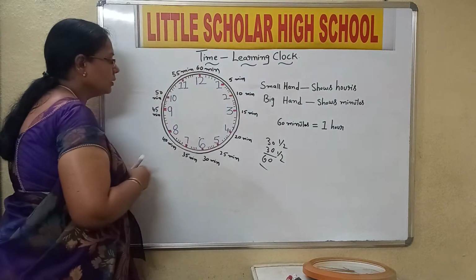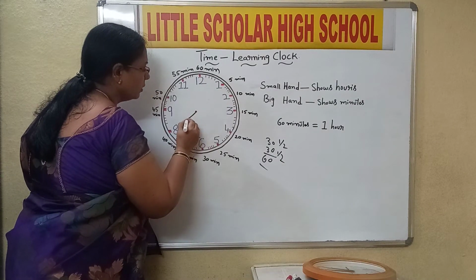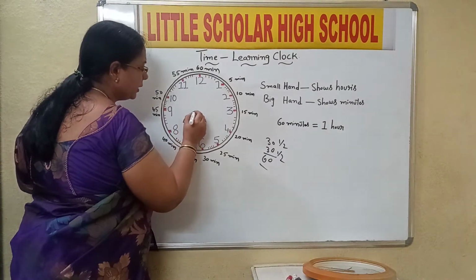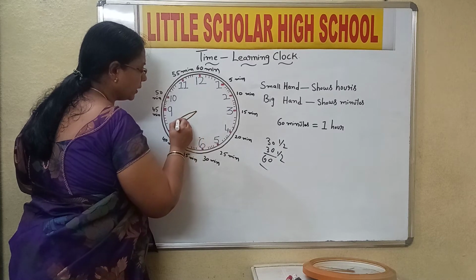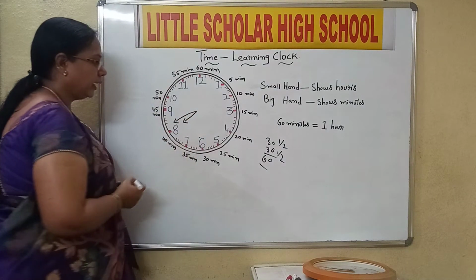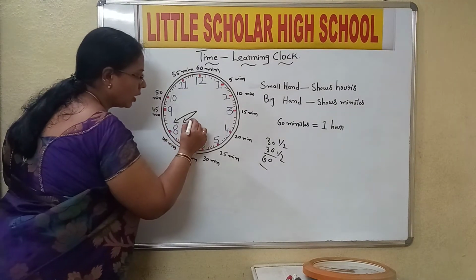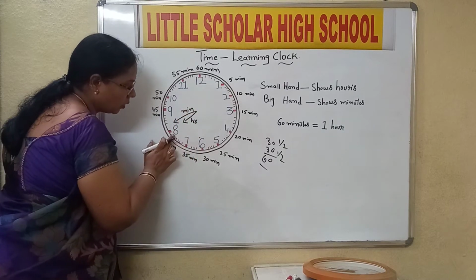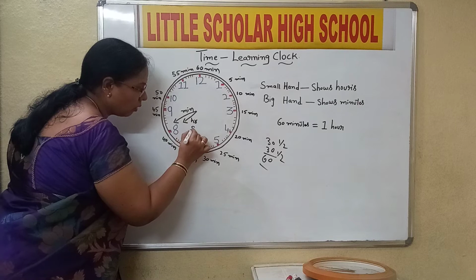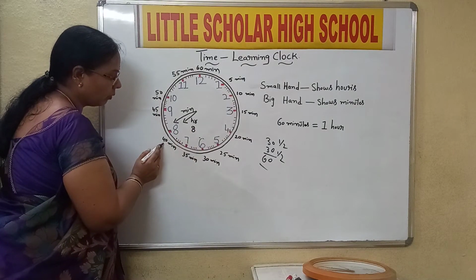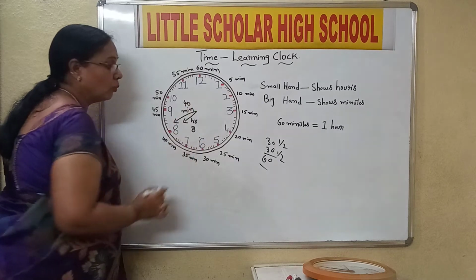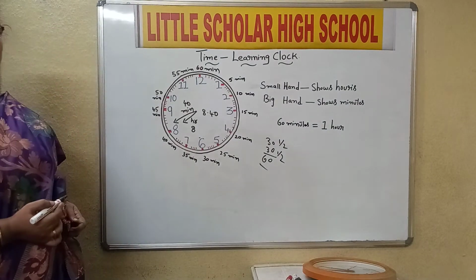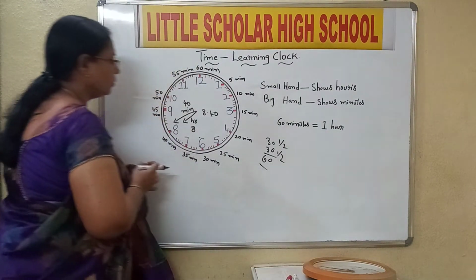Now, see, the small needle is on 8, and the big needle is also on 8. The small needle will tell you hours. The big needle will tell you minutes. So, which hour is the small needle telling you? 8 o'clock. The big needle is telling you how many minutes? 40 minutes. So, what is the time now? 8:40. Okay.